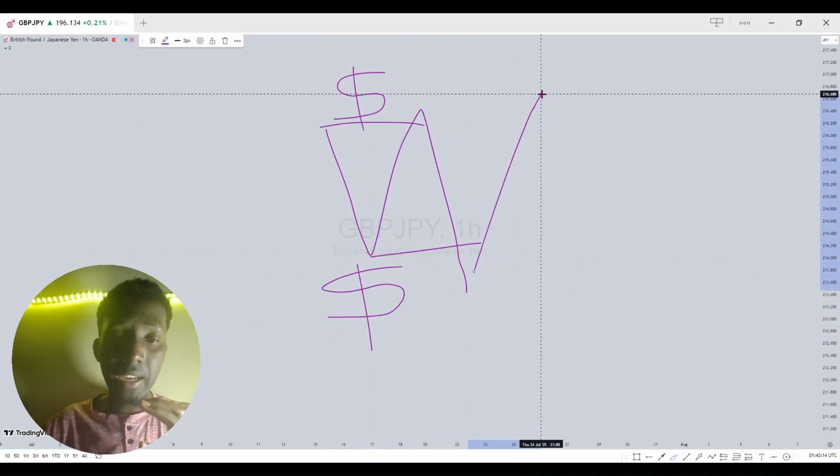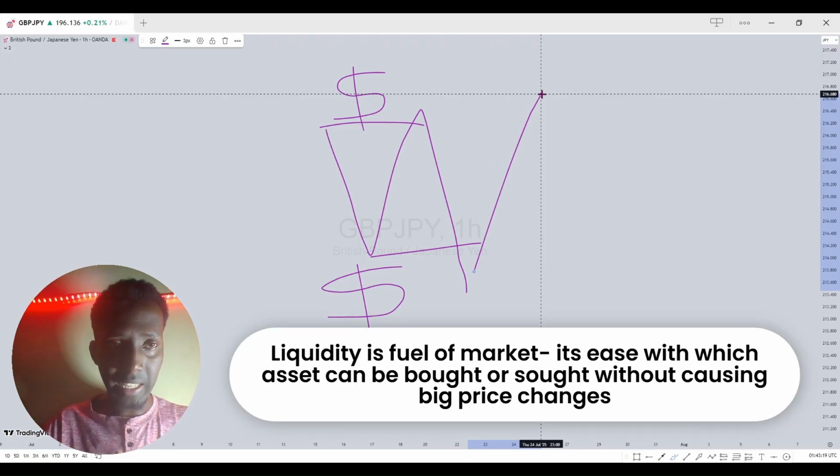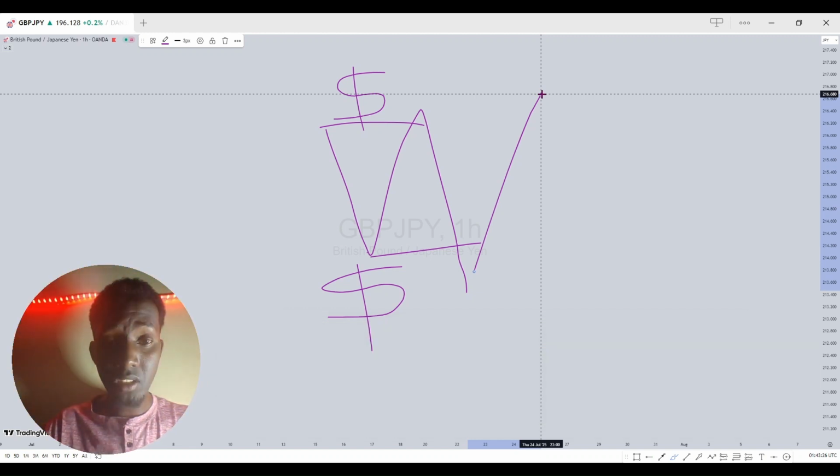So the simple definition of liquidity is like fuel. The market needs fuel to move. So institutionals use this liquidity to manipulate you, to trigger your stop losses, to put you out of this trade. So you need to be very careful. Don't worry if you did not watch the video about liquidity. Just go to my channel, go to my profile, and look at how to master liquidity.